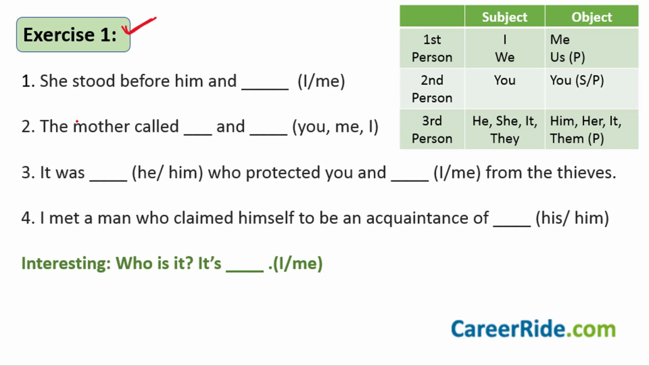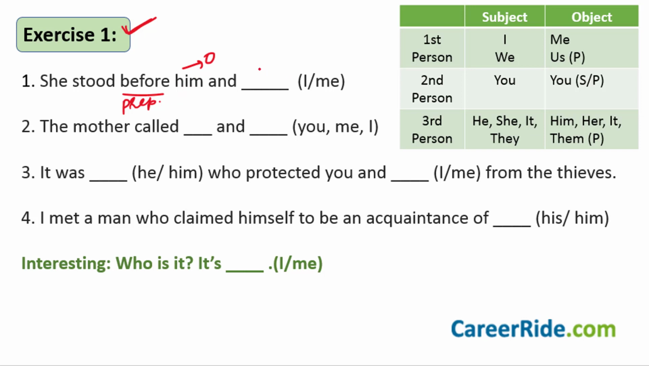Exercise number 1. The first sentence here tells you, she stood before him and dash. What should it be? I or me? Try to answer it for yourself. She stood before him and dash. So what do I see here? I see she stood before. Okay, I see a preposition here. And I have learned that after the preposition, it should be the objective case of the personal pronouns. So him, okay, this is the objective case.